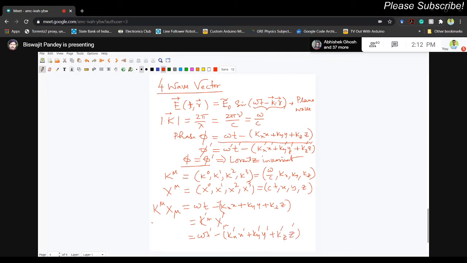So k mu x mu is a Lorentz invariant, because even if you don't believe this, k mu x mu is nothing but the scalar product between 4-vectors, so that has to be Lorentz invariant. Okay, so you can also arrive at the same conclusion from a different starting point.